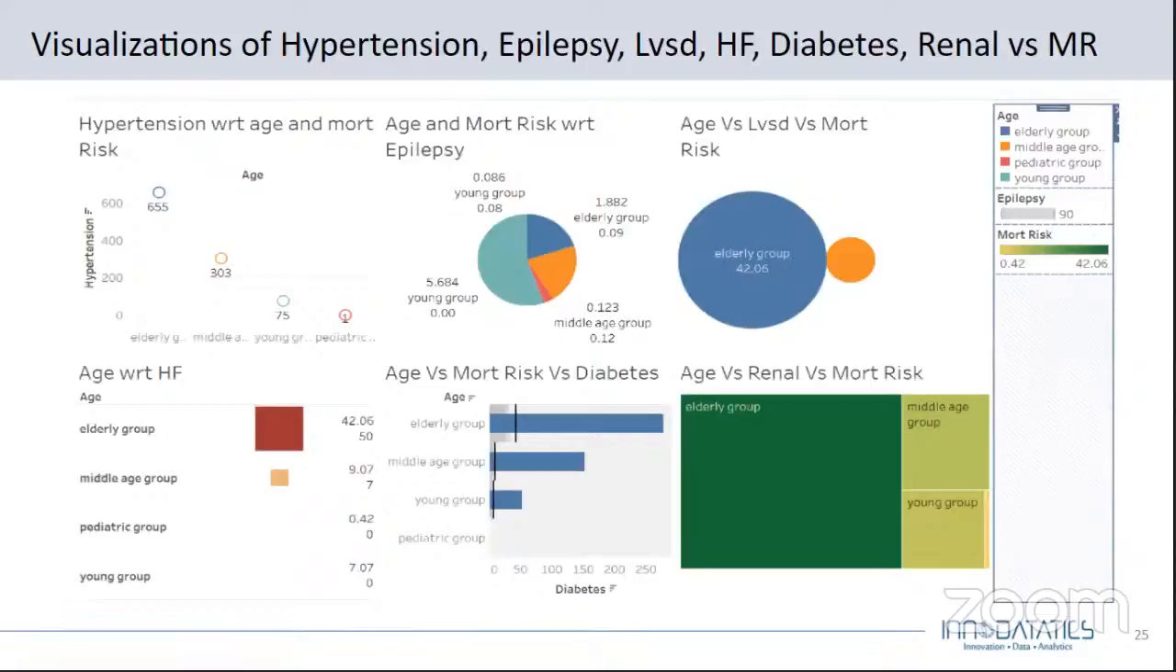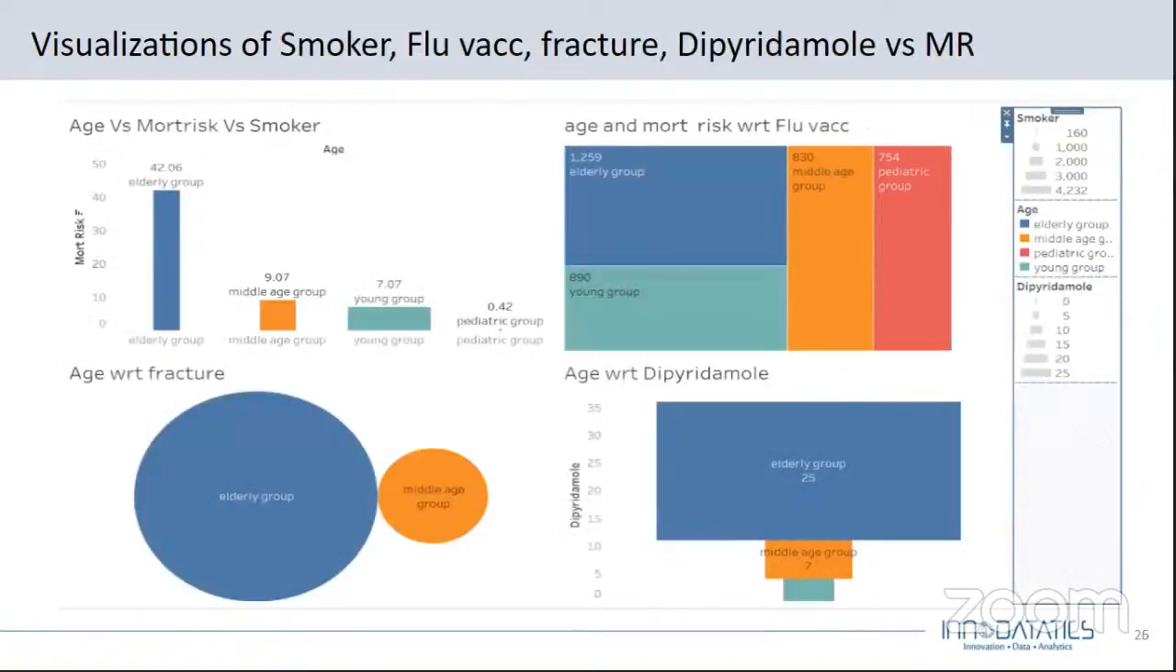Coming to the diseases, next slide, please. Coming to the diseases like hypertension, which is affecting the blood pressure of the patient, which affects the mortality risk highly. Hypertension is highly seen in elderly and middle age group patients. Mortality risk is associated with the young age group and highly affected by epilepsy. And comes LVSD. It is a heart disease highly affecting the elderly age group and mortality as well. And other diseases like heart failure, diabetes, and renal are highly affecting the mortality risk of elderly age group patients. Smoking is highly affecting the mortality risk and mostly seen in elderly and middle age group patients. And flu vaccine, fractures and dipyridamole are seen highly in the elderly age group. In this, these factors are highly affecting the mortality risk. And next slide, please.